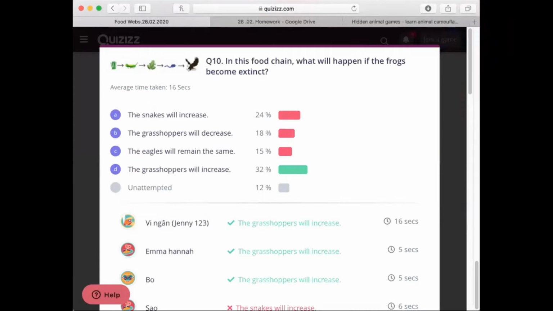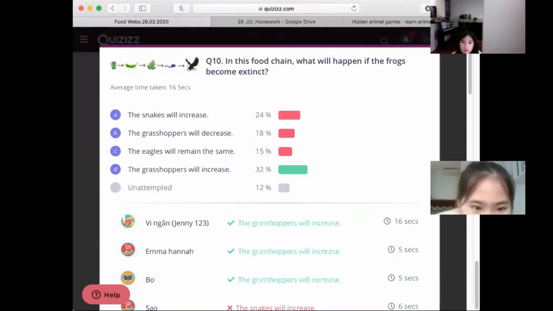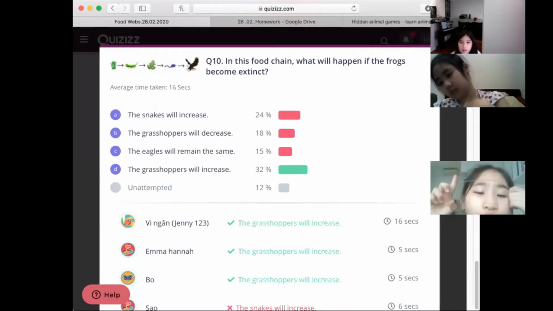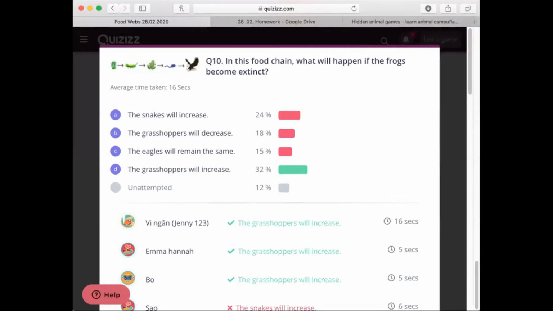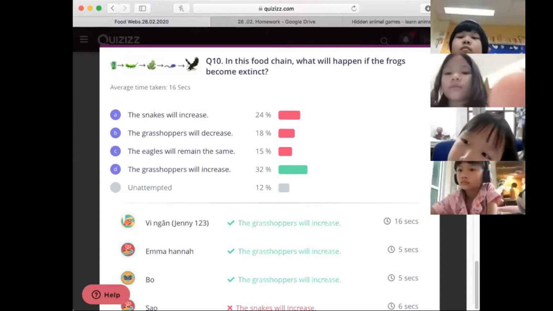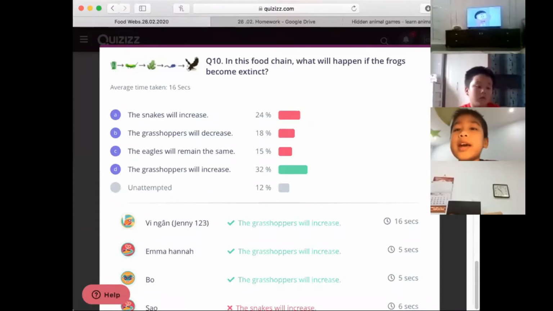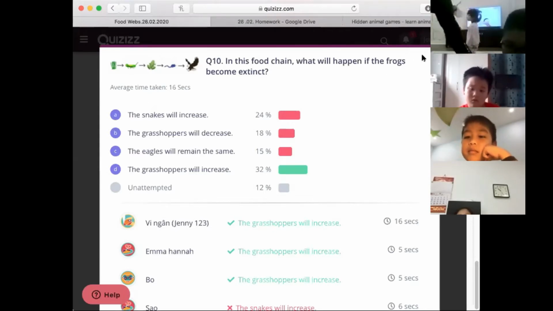The grasshoppers will increase. Okay, could you tell me why? Because the frog eats a grasshopper, but if there is no frog, there would be no snake, no eagle, and only grasshoppers and grass. And the grasshoppers will be more and more and more because they are not eaten. Very good. Excellent answer, Michael.